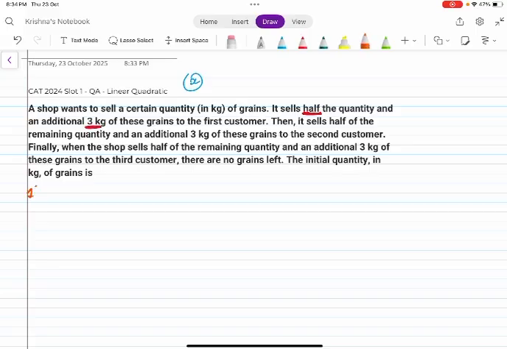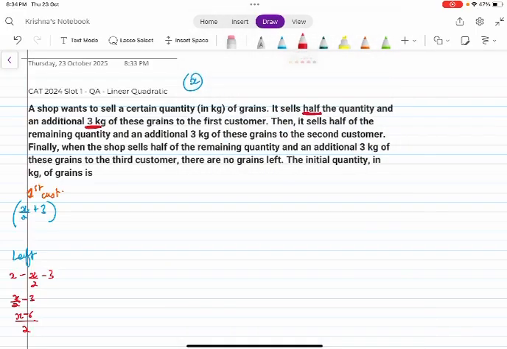So what does the first customer get? He gets half, that is x by 2, and an additional 3 kgs. Okay, so now what is left? What is left is nothing but, initially we had x, then we gave x by 2 and 3 to the first customer. So now we are left with x by 2 minus 3, that is (x minus 6) by 2.